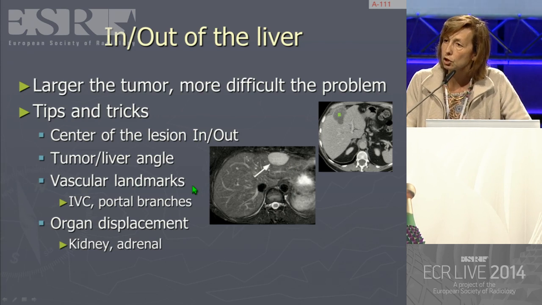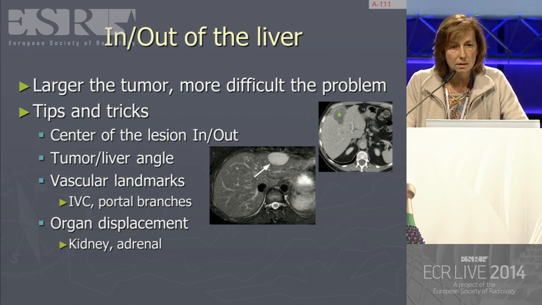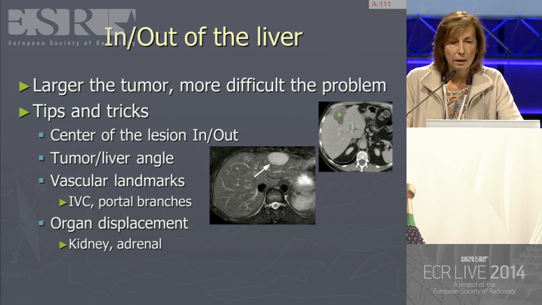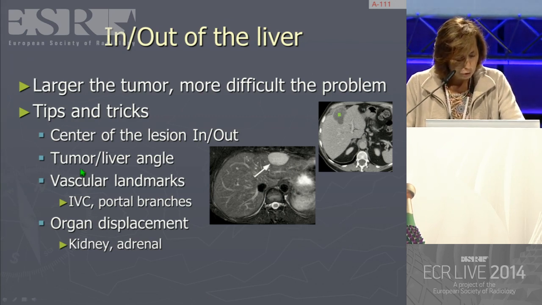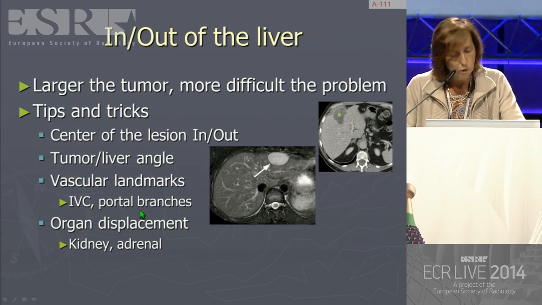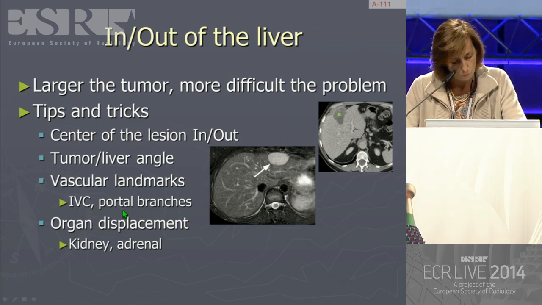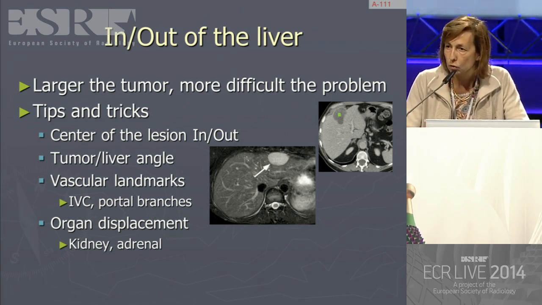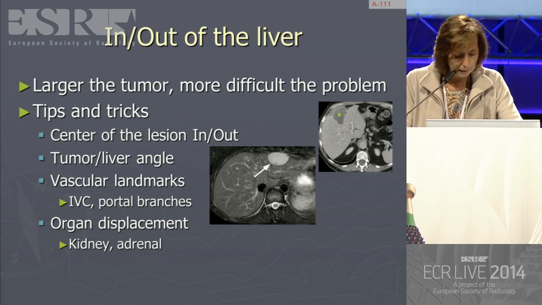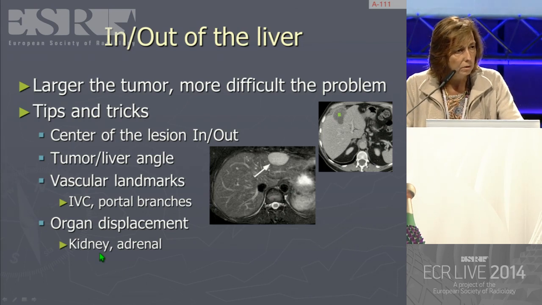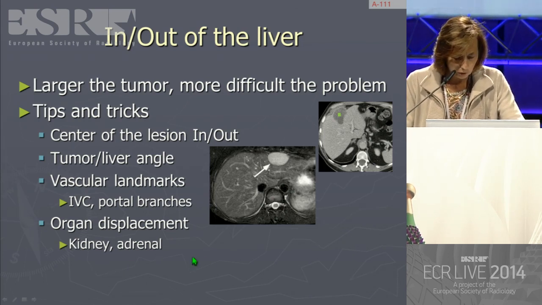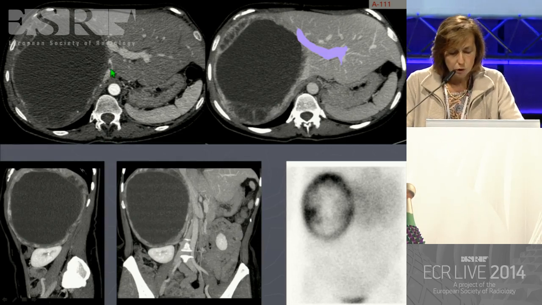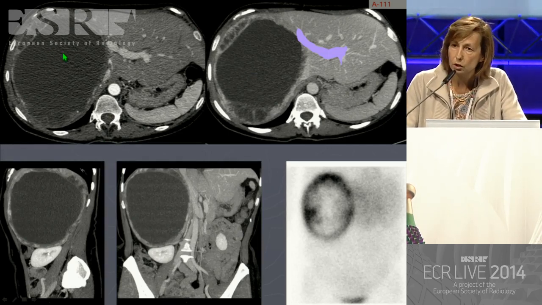Another very important issue is to look at the vessels and the vascular landmarks, and I would like to draw your attention to two very important vessels for that, the inferior vena cava and the portal branches, and I will explain to you why. And last, look not only at the liver, but also at the surrounding organs, and specifically in the right liver, where is the kidney? Is the kidney displaced? What about the adrenal? We go back to this lesion, which was extrahepatic.